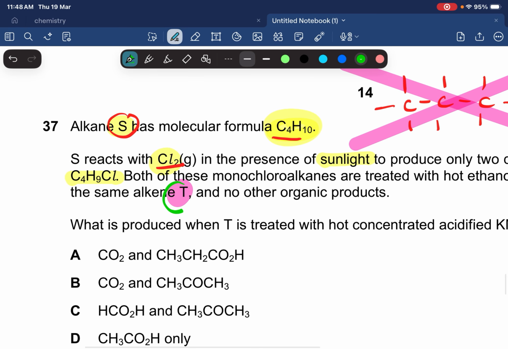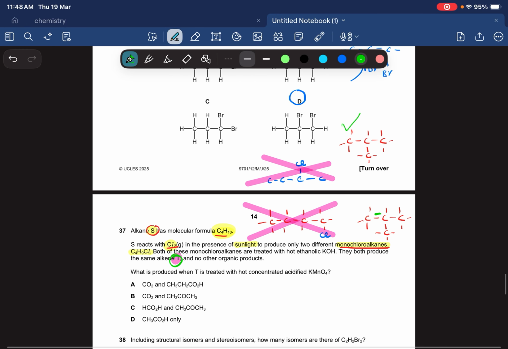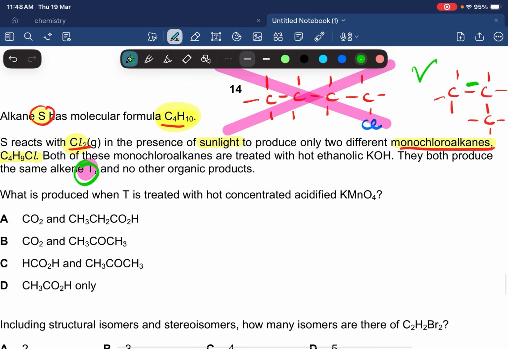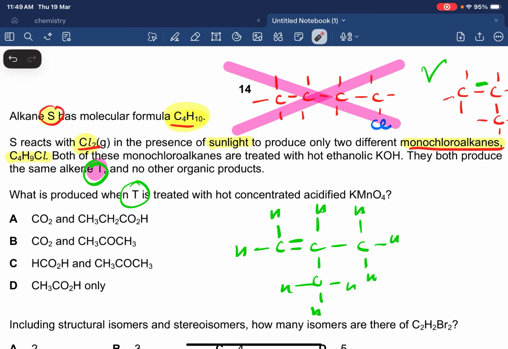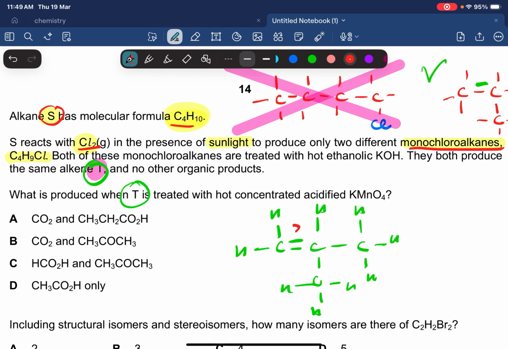So that's why it's going to be this alkane that we were initially dealing with. Now, what is produced when the alkene is treated with hot concentrated acidified KMnO4? So they're saying that if you have this alkene and you heat it with hot concentrated acidified KMnO4, what will it do? It will oxidize this alkene and break off the double bond.